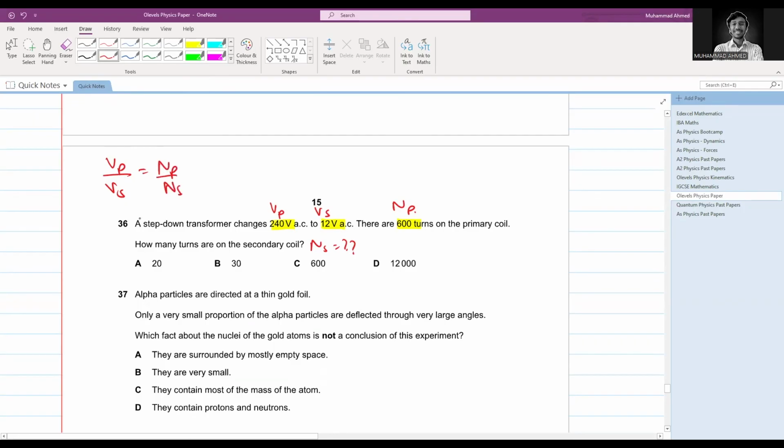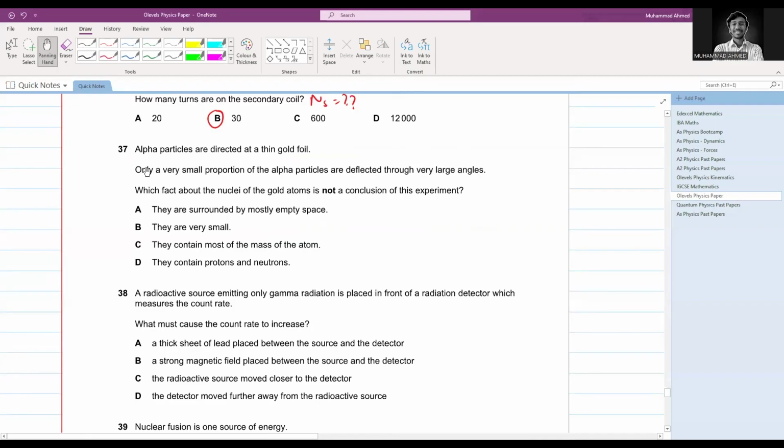What is your primary voltage? 240. What is your secondary voltage? 12. What is your primary number of turns? 600. What is your secondary number of turns? NS. This becomes 1, this becomes 20. NS comes out to be what? 600 divided by 20. This comes out to be 30. B is your answer. Simple as that. Nothing complicated. Let's further move ahead.